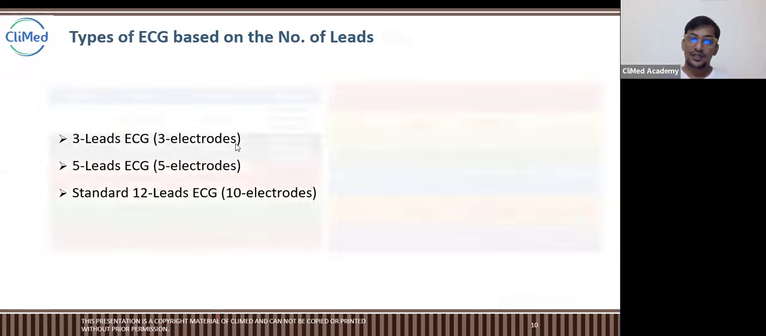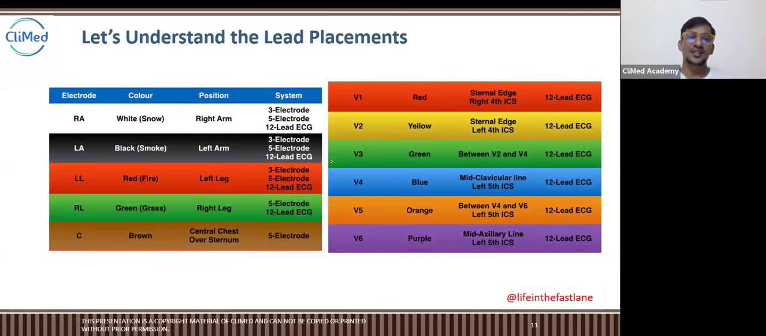So here, let's understand the leads placement. There are 10 leads. These are all the leads, based on the color, like V1 red. V1 red is attached to the external right fourth ICS. I'll come back to that later.